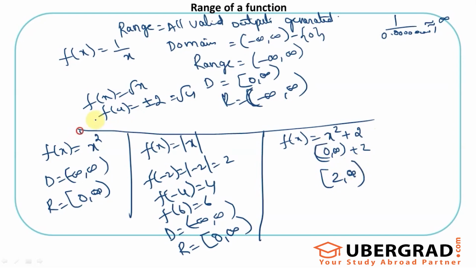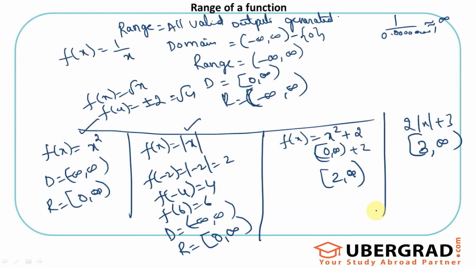So generally these are the standard ones you see: mod x, and play around with that, like 2 mod x plus 3. What is the least value for this? And for this also x square plus 2. So 2 mod x, I know mod x is least 0. So 2 into 0 plus 3 is the minimum value, and infinite will be the maximum. So 3 to infinite is the answer for this. And that's how you do it.